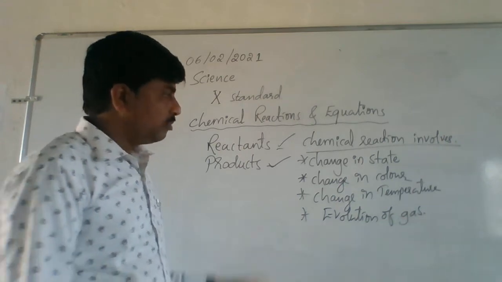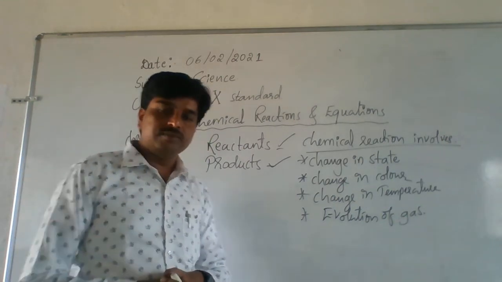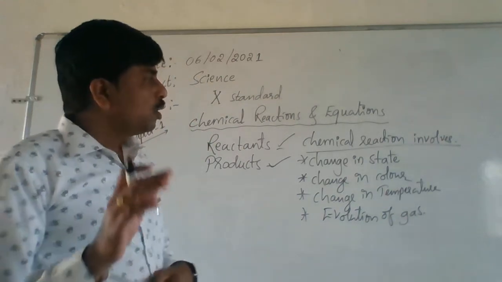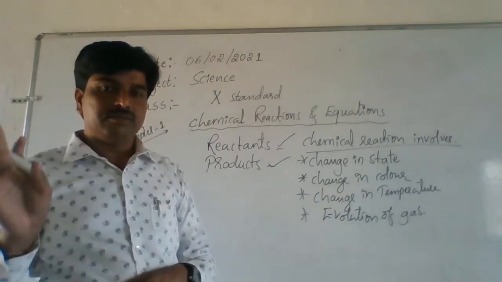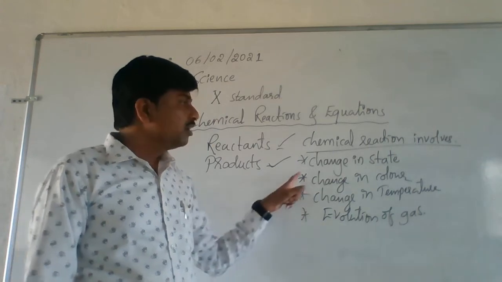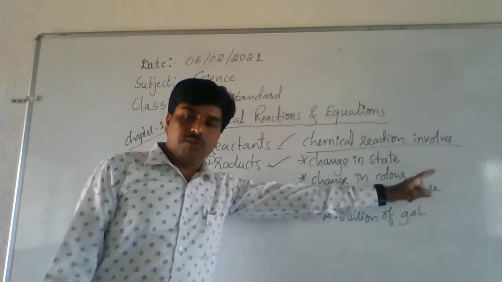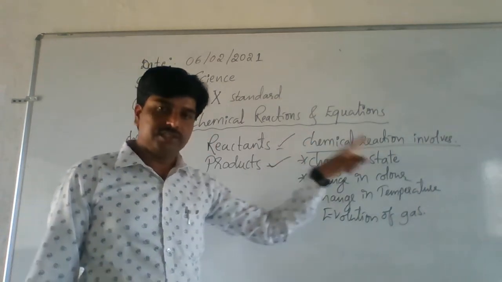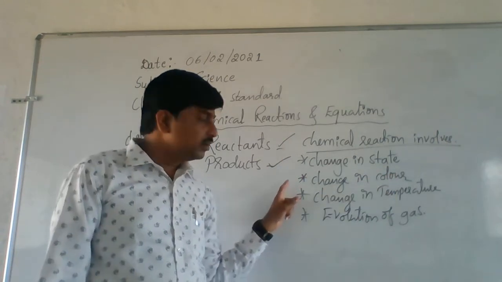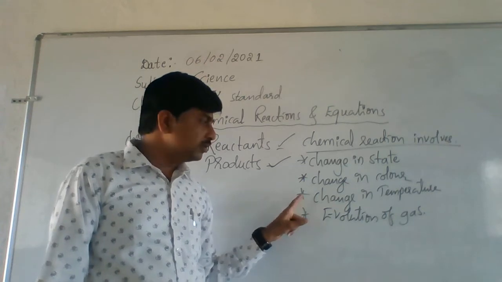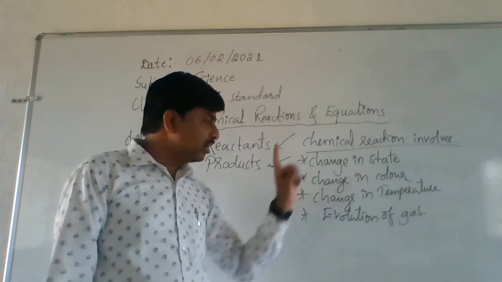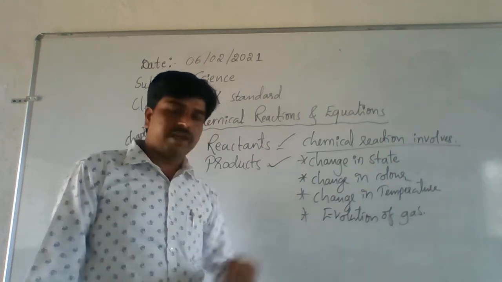Understand? Okay. Remember, if in an examination they ask a question like what does a chemical reaction involve, write these 4 points. First one, change in state, second one, it involves change in color, third one, it involves change in temperature, and fourth one, it involves evolution of gas.